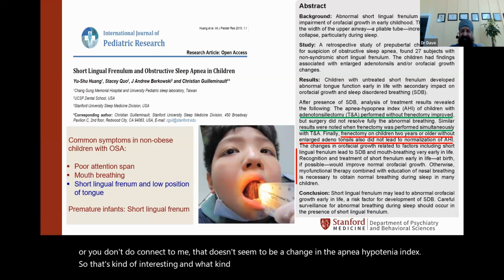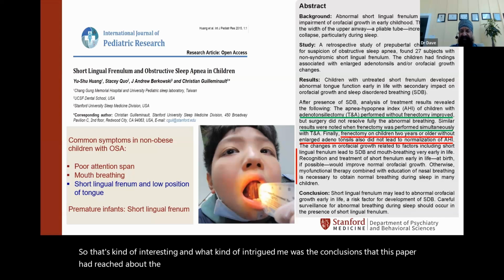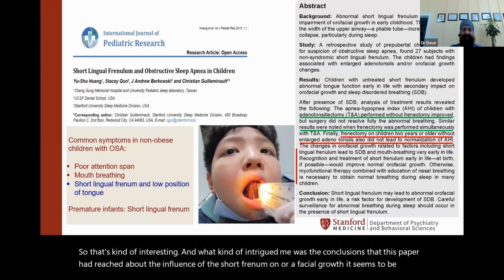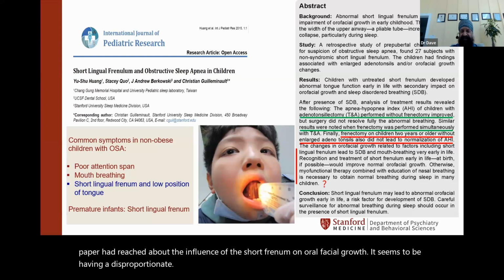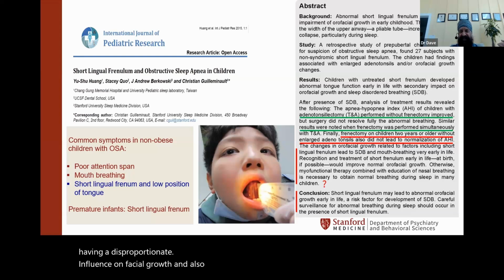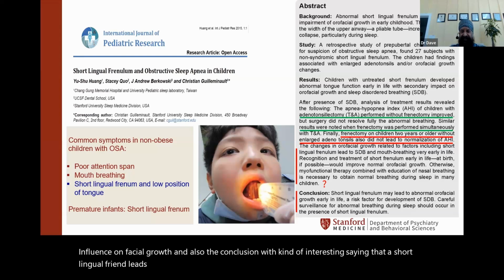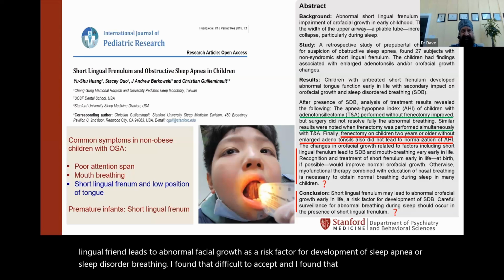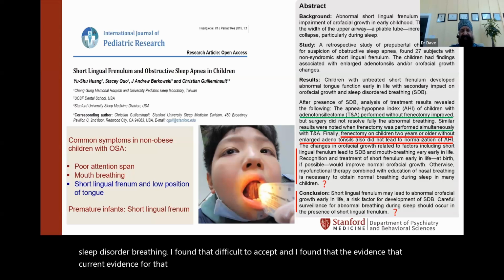And what kind of intrigued me was the conclusions that this paper had reached about the influence of the short frenum on orofacial growth. It seemed to be having a disproportionate influence on facial growth. And also the conclusion was kind of interesting, saying that a short lingual frenum leads to abnormal facial growth as a risk factor for development of sleep apnea or sleep disordered breathing. And I found that the current evidence for that is pretty weak. Of course, it's available for further investigation, but I can't find any convincing evidence at this point.